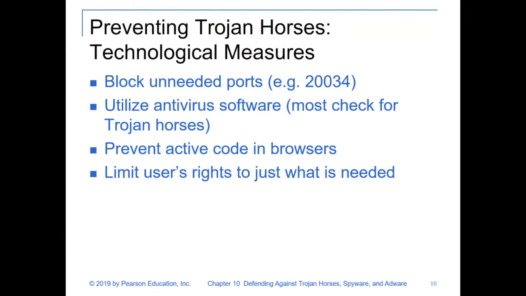Antivirus software is another way to reduce the dangers of a Trojan horse attack. A lot of your antivirus programs have the definitions for known Trojan horses, so they check for those. So you want to make sure that you keep your antivirus software up to date and that you use it.